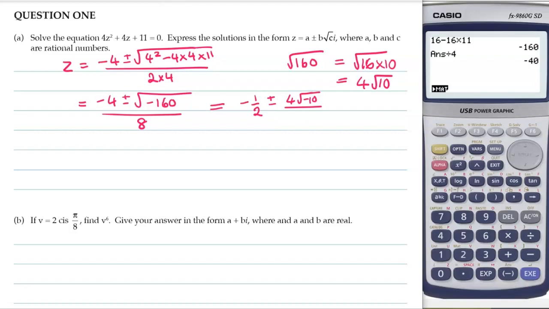Well, the 4 over 8 is going to cancel to a half. So let's put that half at the front like this, because we're trying to get it into this order here. And then the minus root 10 is going to be root 10 times I.